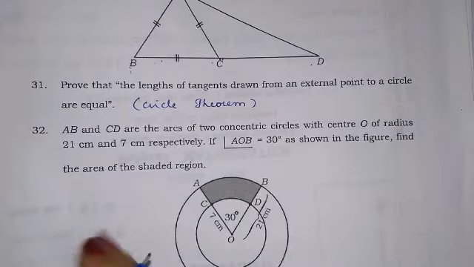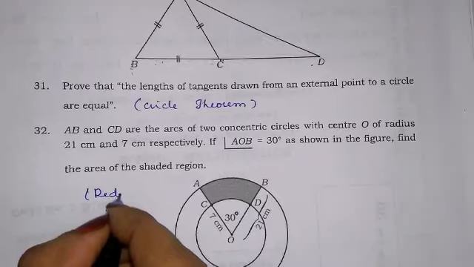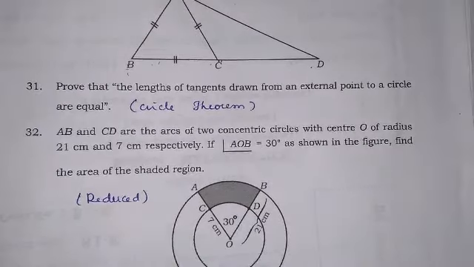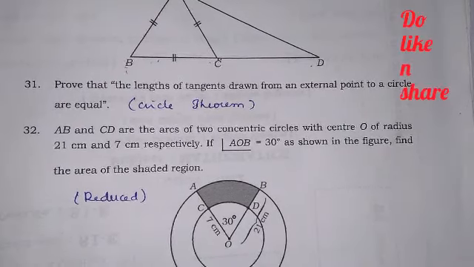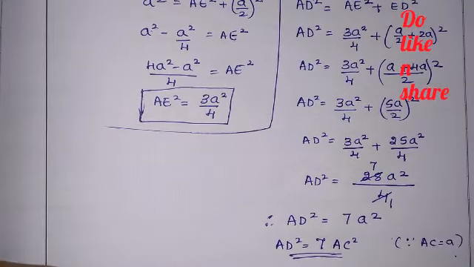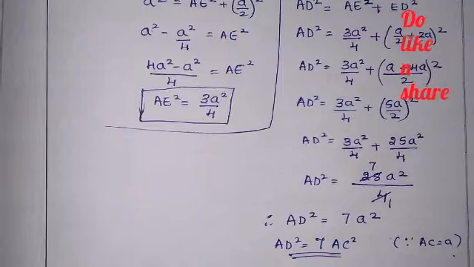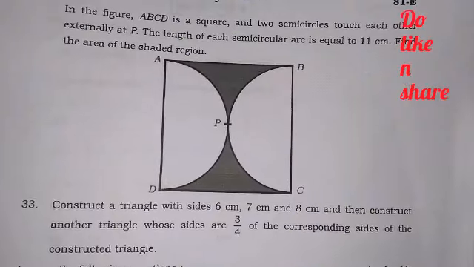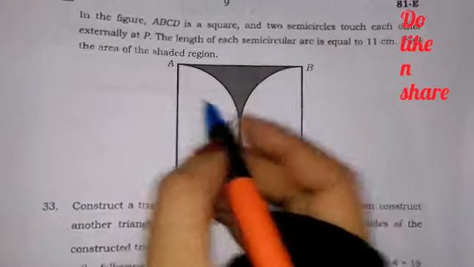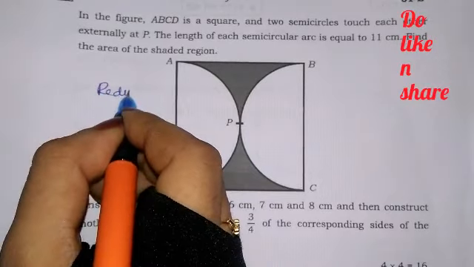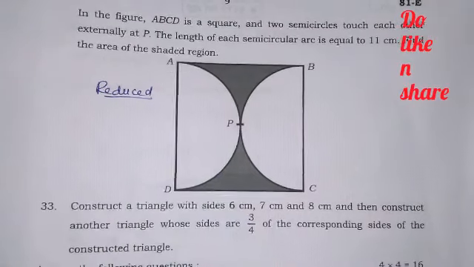Question number 32, which is reduced for this year. This is a question from area related to circles, which is reduced for this year. Okay. Next question. In this question they have asked a choice. So this is also reduced, which is from area related to circles.